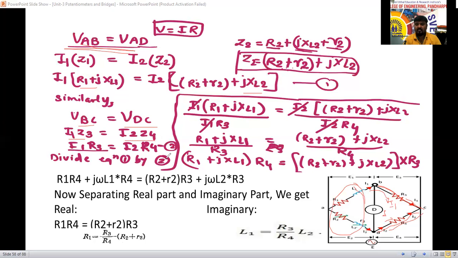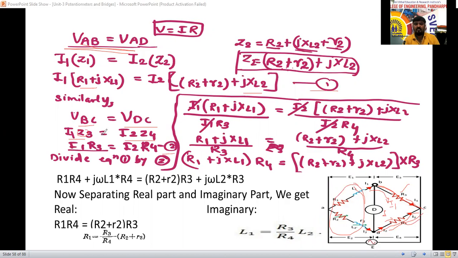What is Z3? Z3 equals R3. Here there is no imaginary term, only R3 is there. So Z3 equals R3, and Z4 equals R4. So you substitute: I1 R3 equals I2 R4. Consider this equation as equation number 1, and the earlier one as equation number 2.